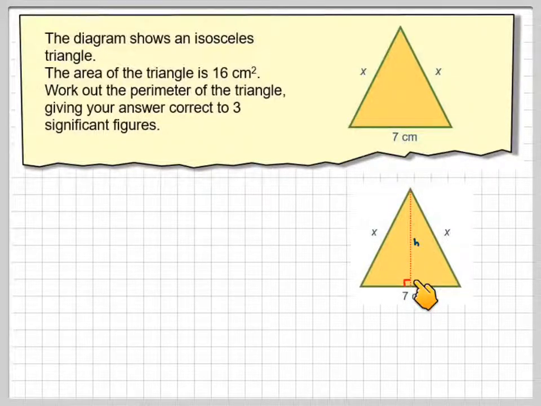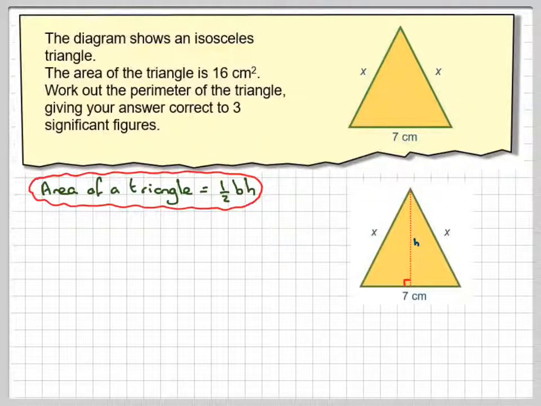So draw down this line, and that splits the isosceles triangle exactly into two identical right-angled triangles. And we're going to use the area to calculate this value here of the perpendicular height. So the area of a triangle is a half base times height. So that's going to be 16, which is what the area is, times a half times 7 times h.